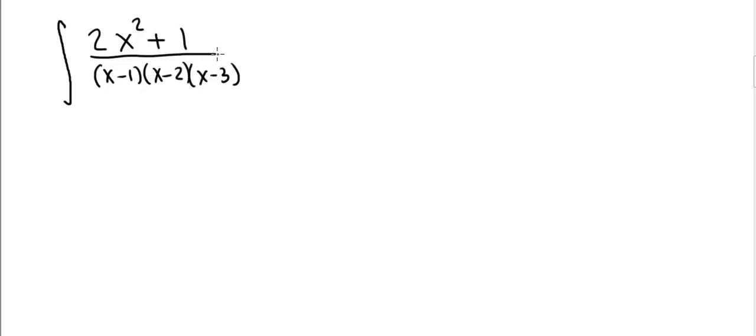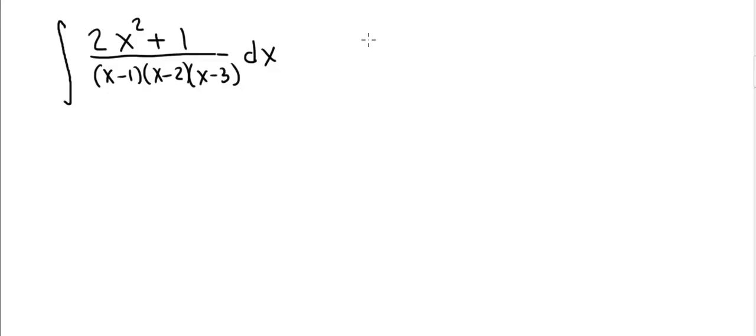We're going to use a technique of integration called the method of partial fraction to integrate 2x squared plus 1 divided by x minus 1 times x minus 2 times x minus 3. First note that this function we are integrating is called a rational function. It is just a polynomial divided by another polynomial.